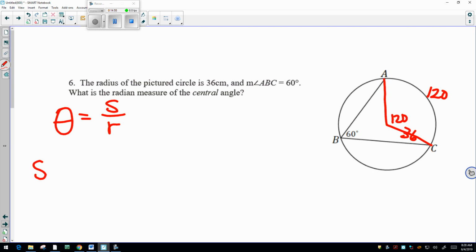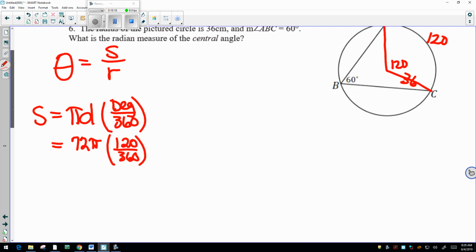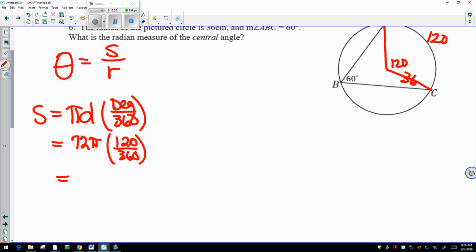So we know our arc length is our circumference. We said pi times diameter, and then we had the number of degrees of our central angle over 360. Okay, well, if we calculate this out, so we have 72 pi, and then we have our central angle over 360. So if we keep this in terms of pi, just to make our life a little bit easier, we can find the arc length here is 24 pi.